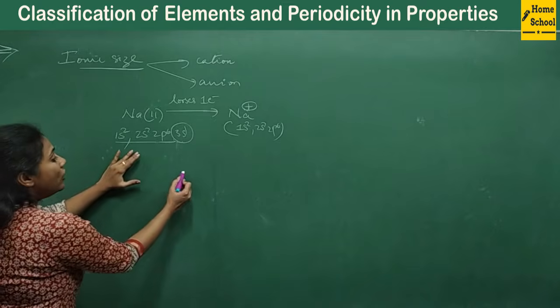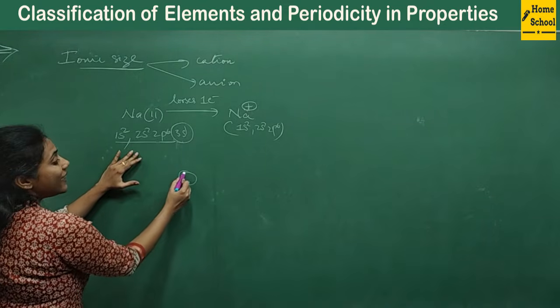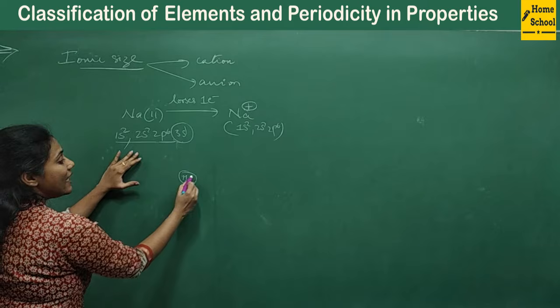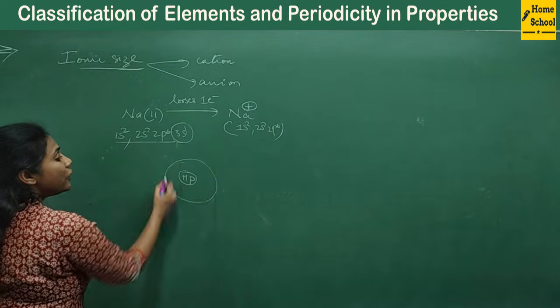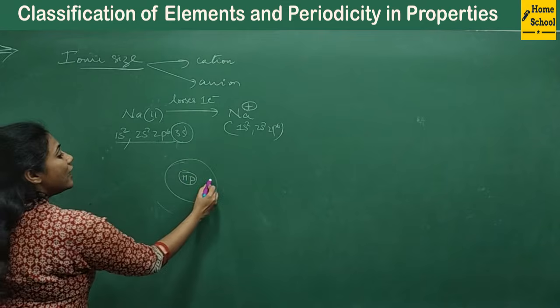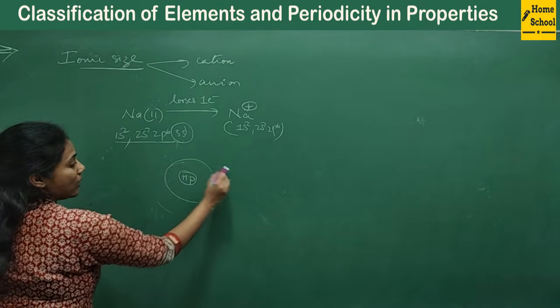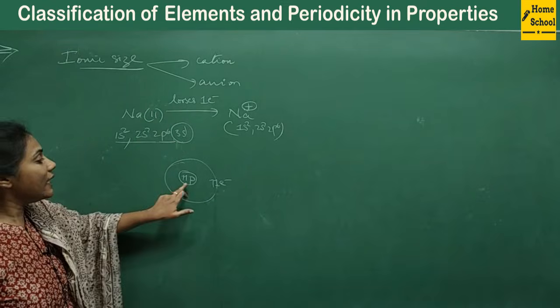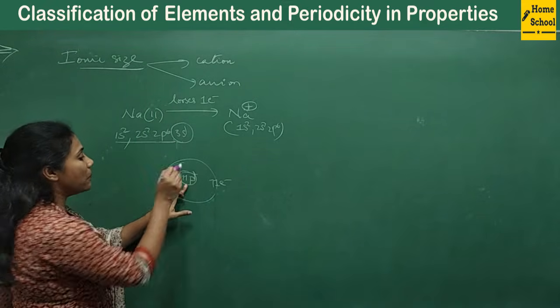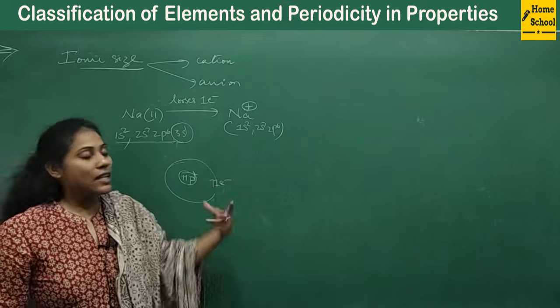So since it has lost an electron, why have we put a positive charge? Because we all know our sodium, inside the nucleus, has 11 protons which are positive, and outside the nucleus in different shells you have 11 electrons which are negatively charged. So in the sodium atom there are 11 protons with positive charge, there are 11 electrons with negative charge.